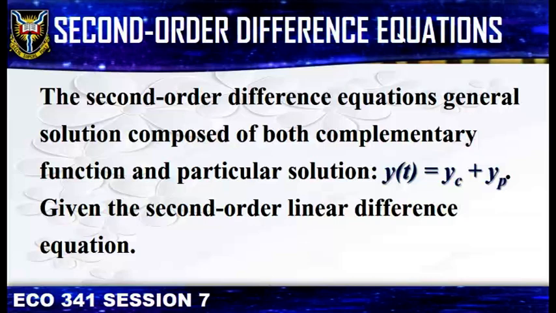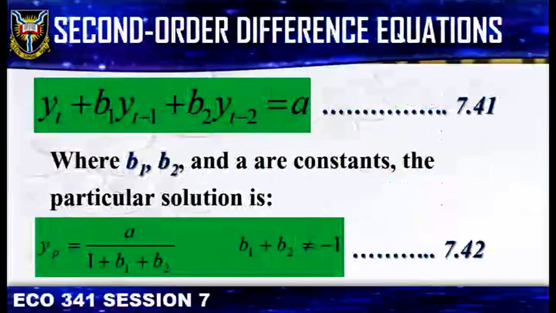Given the second order linear difference equation, y_t plus b1 y_(t-1) plus b2 y_(t-2) is equal to a, equation 7.41, where b1, b2 and a are constant. The particular solution is y_p is equal to a over 1 plus b1 plus b2, b1 plus b2 not equal to -1, equation 7.42.